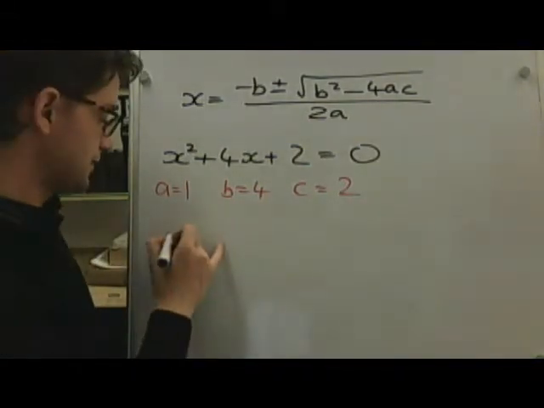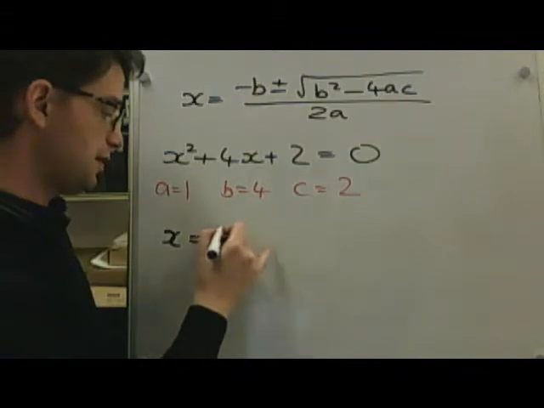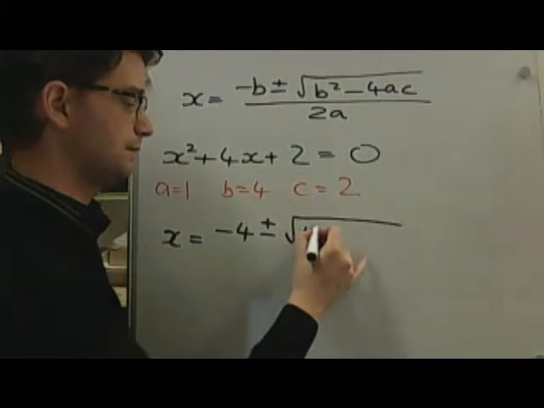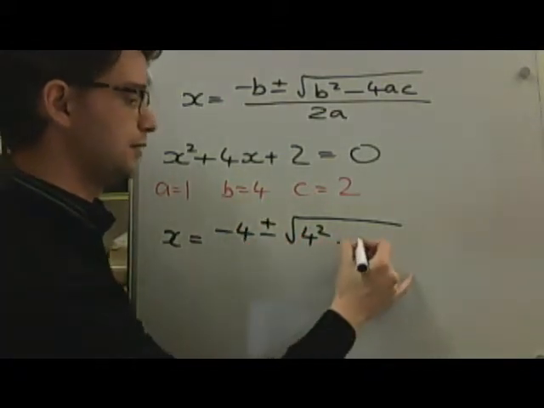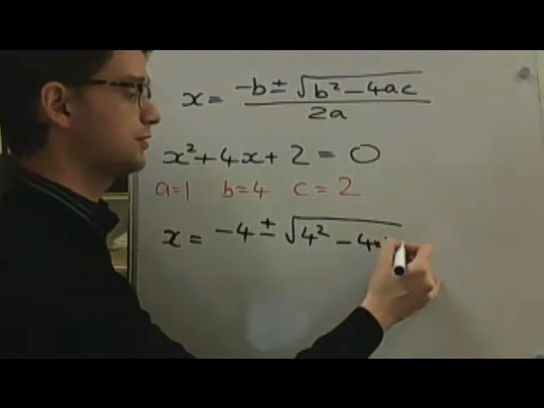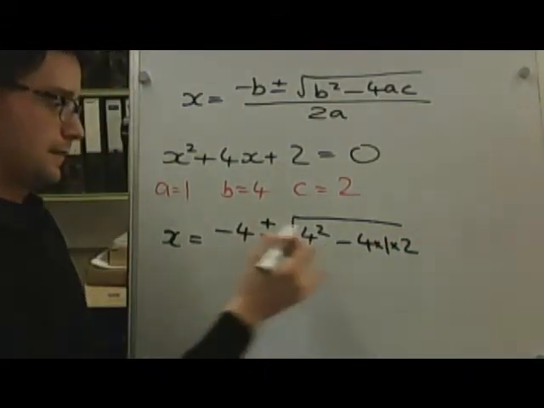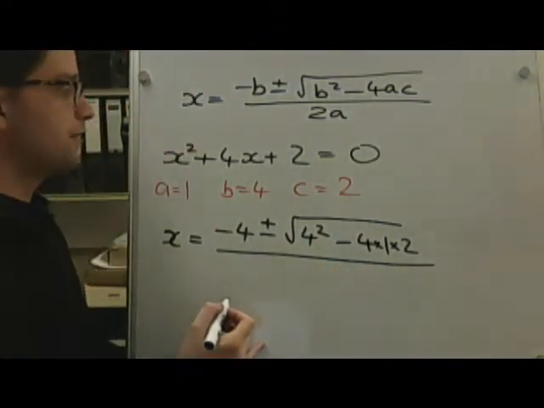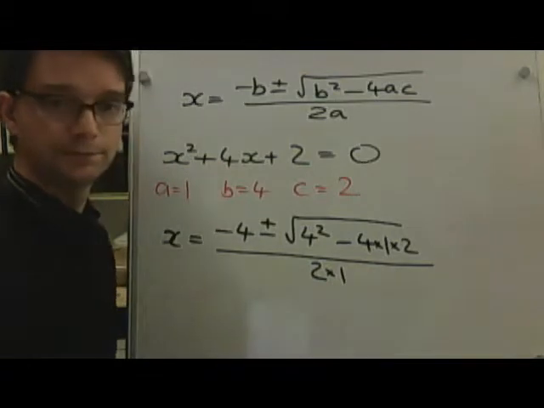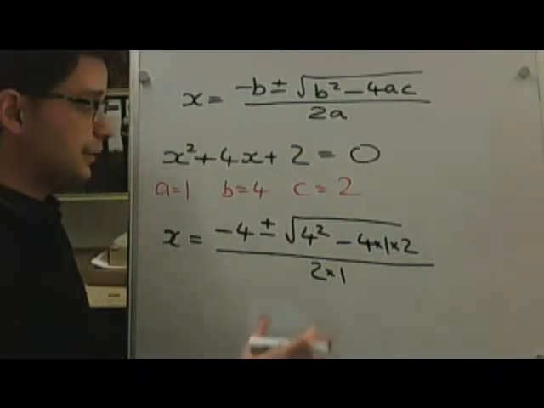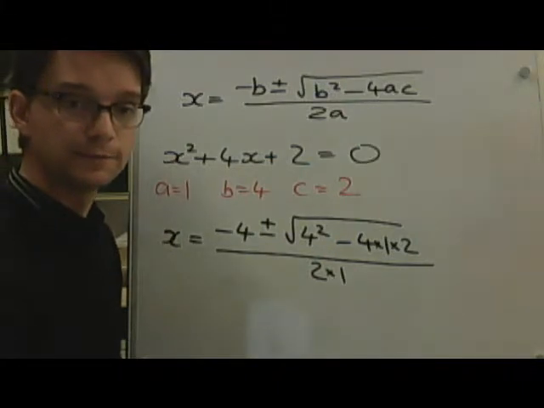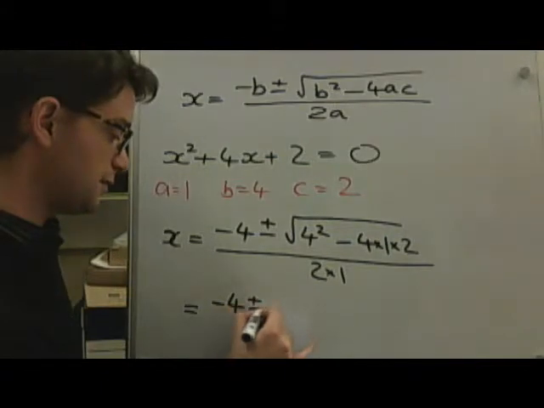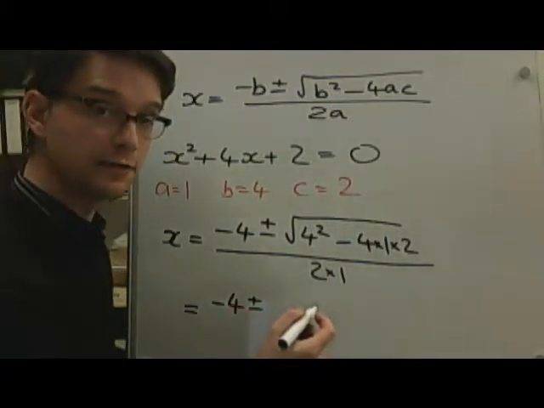And this is what that looks like. I get x equals minus b, which is minus 4, plus or minus the square root of b squared, which is 4 squared, minus 4 times a times c, which is 4 times 1 times 2, and divide that by 2 times 1. So I've simply taken these numbers and put them into the formula. Well, then I have a bit of arithmetic to do, but it is nothing more than slightly fiddly arithmetic.